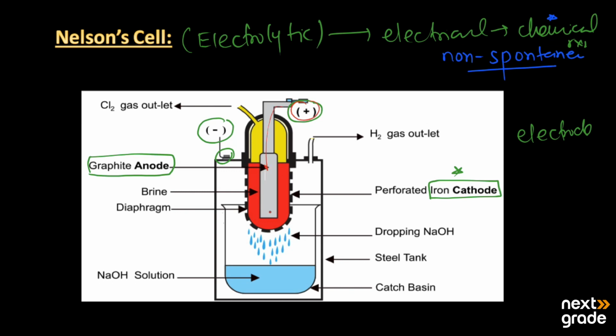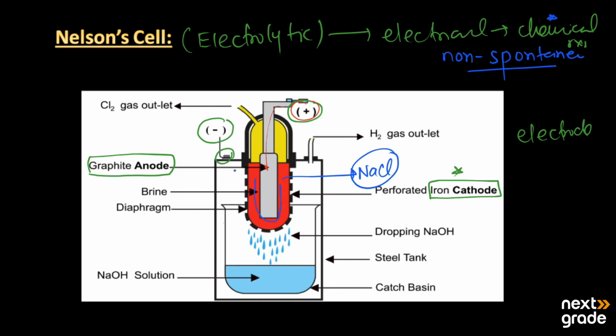We attach the battery and fill the cell with brine. Now, what is meant by brine? Brine is a solution of sodium chloride in its concentrated form. When we take NaCl in its concentrated form, this is called brine. From brine we will prepare sodium hydroxide, which is called caustic soda.